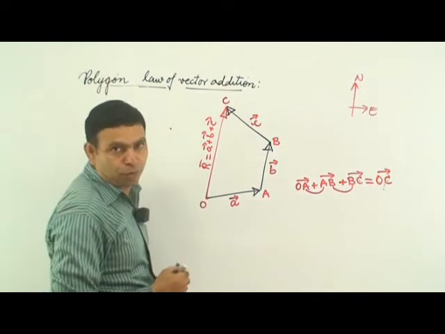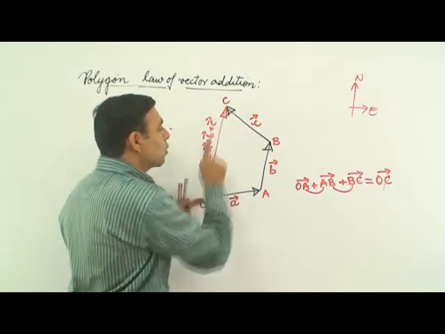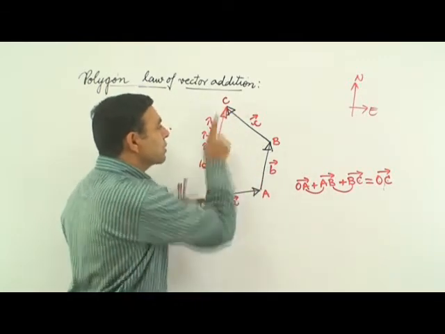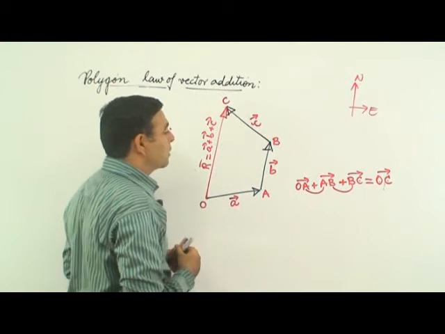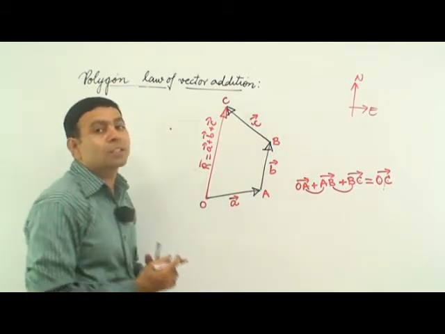So tail-head, tail-head, tail-head, and the resultant head-tail is the closing side of this polygon. The closing side in reverse order is the resultant in both magnitude and direction, the resultant of all these vectors. So this is the polygon law of vector addition.